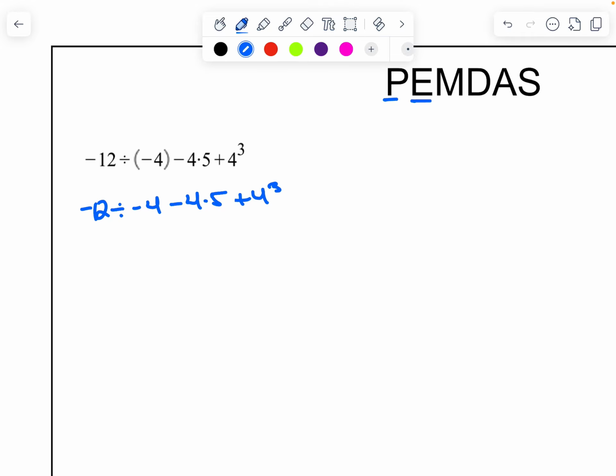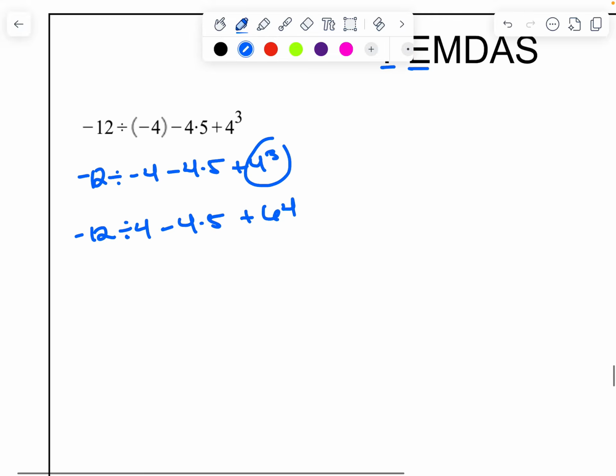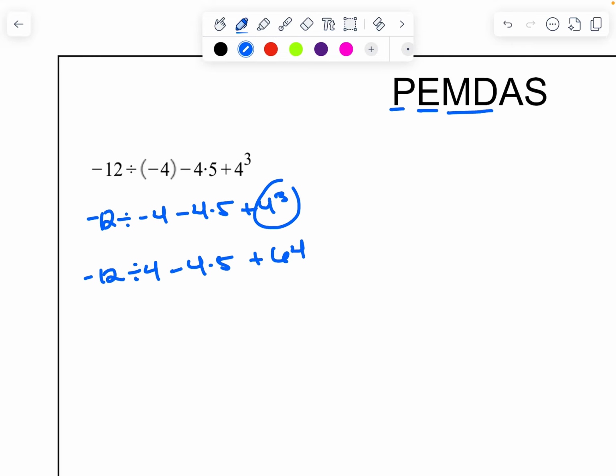The next thing up is exponents. I see an exponent here, so in the calculator type in 4 to the third. 4 to the third should give you 64. All right, next up is multiplication and division, whichever ones we get to first. If I'm just reading left to right, here's some division, right? Negative 12 divided by negative 4 in the calculator is negative 3.